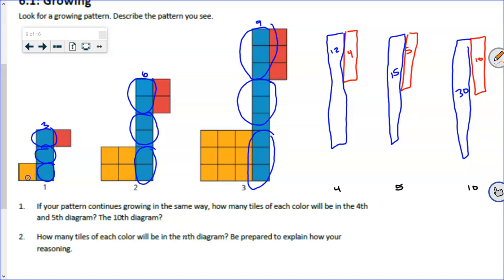Let's move on to the yellow. How many blocks are there here? 1. How many yellow? And here? It's not a steady growth like we saw before. Is there still a way that we can figure out what it's going to look like?